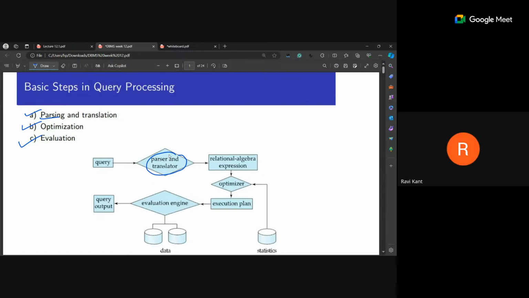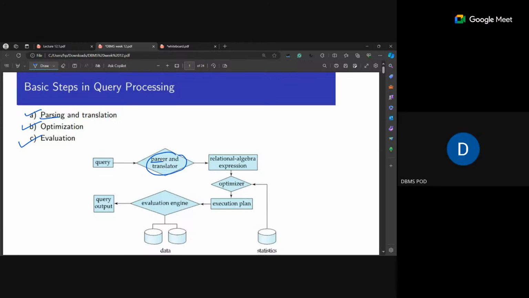Can you once again repeat parsing, sir? Parser means it will check the syntax and semantics of the query, right? Syntax means whether the query is syntactically correct or not. Semantic means it determines whether the statement's meaning is valid. For example, if you write select star from table 1, whether table 1 exists in the database or not. All these things are checked by the parser. And the translator converts it into the equivalent relational algebra expression. This is clear for everyone.